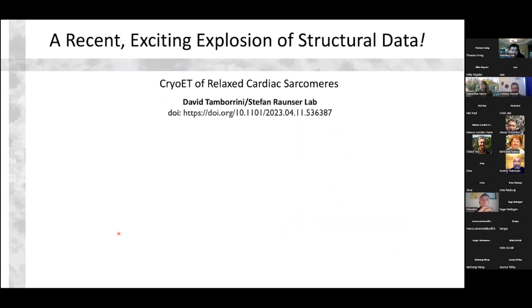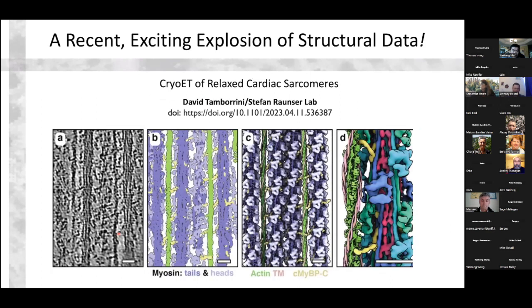Okay, so speaking of exciting studies, I'm going to talk about David Tamborini's from Stefan Raunser's lab, cryo-electron tomography of relaxed cardiac sarcomeres, but there are 4 other groups who have come out with really exciting structural data in preprints as well. So the point that I want to make here, and this is data that David showed yesterday, was that in these reconstructions, in these tomographs, where you see yellow here is indicated myosin binding protein C and showing its interactions with actin here.